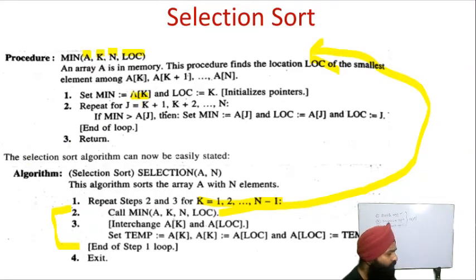So here I am setting A of K as the current minimum, and location is equal to K. Now I'm going to repeat from K onwards to the last. Now if minimum is greater than A of J, it means that in a further comparison, if I have a lesser number, then that would be my current minima. Set minimum equal to A of J. Now I'm updating the location. Location is equal to J.